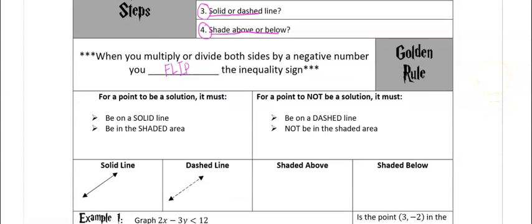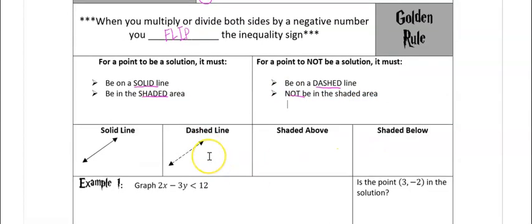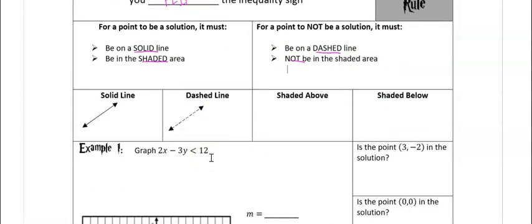So for a point to be a solution, it must be on a solid line and be in the shaded area. And for a point to not be a solution, it must be on a dashed line and not be in the shaded area. So we're going to take a look at these solid lines and dashed lines. For these types of lines, the inequality signs will look like this. So that's for our solid lines. For our dashed lines, our inequalities would look like this.